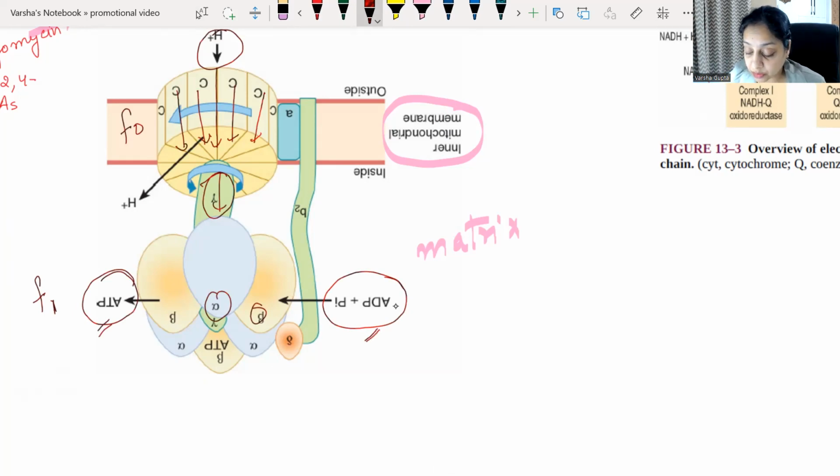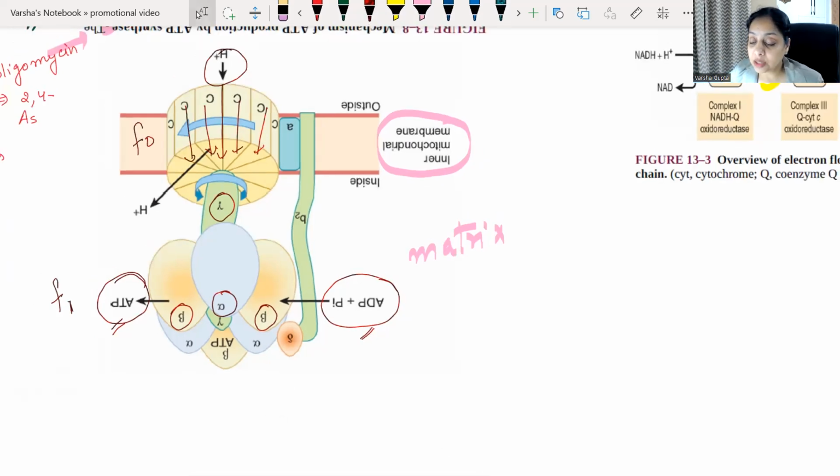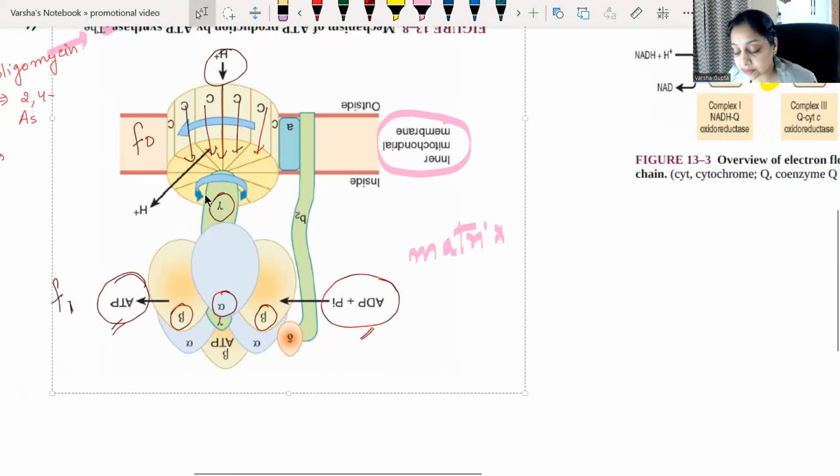The beta subunit, if you want to go in detail, does the catalytic activity. The alpha subunit helps to bring about the conformational change, right? And with the help of the gamma subunit, it is rotating. The turbine is rotating. This is the world's smallest turbine. So this is your ATP synthase, right?